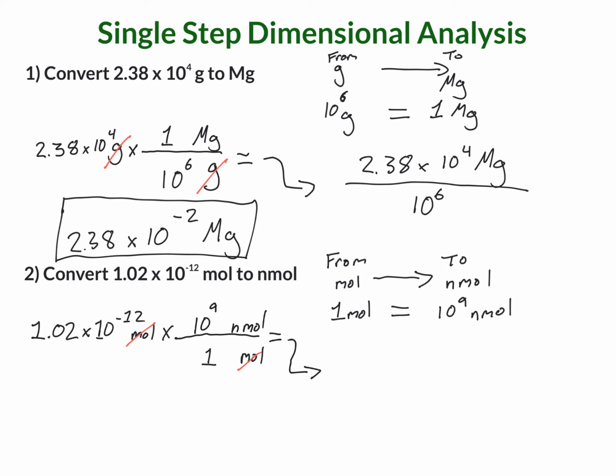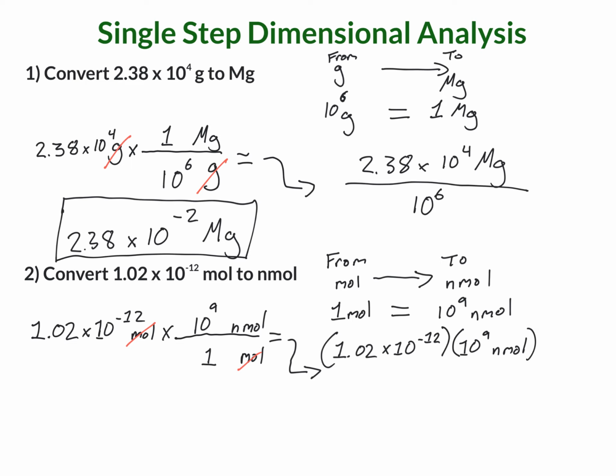So, when I'm simplifying this, I say 1.02 times 10 to the -12th is being multiplied by 10 to the 9 nanomoles. All of that is just being divided by 1, so I don't even have to write that, okay? Let's just forget about it. Now, this is just multiplication scientific notation math, right?